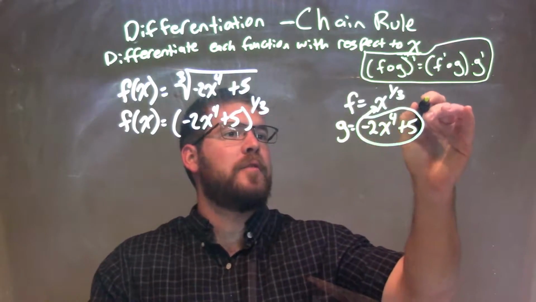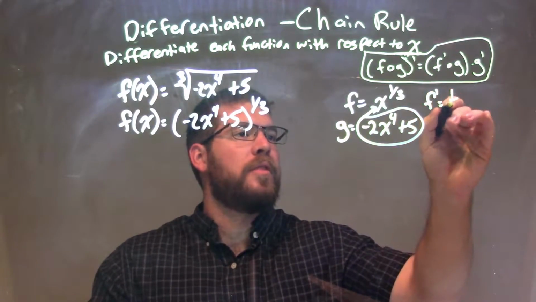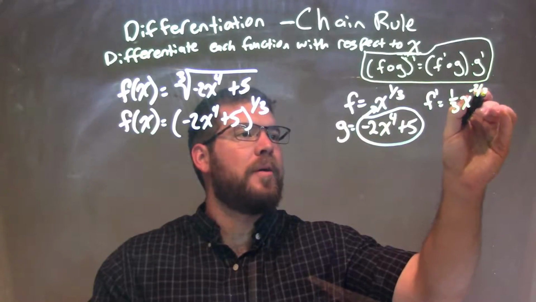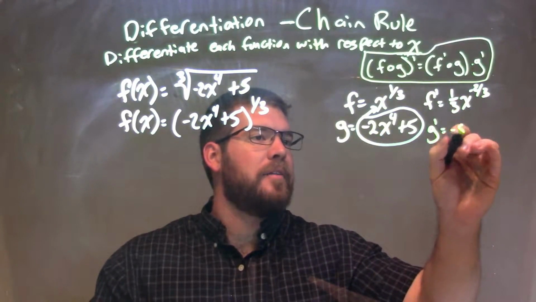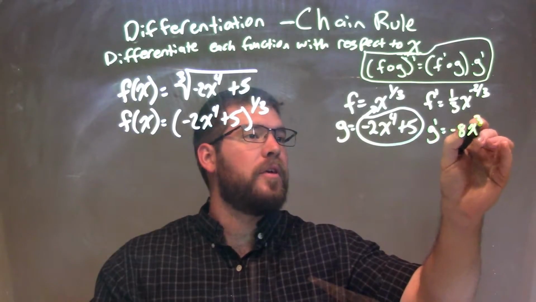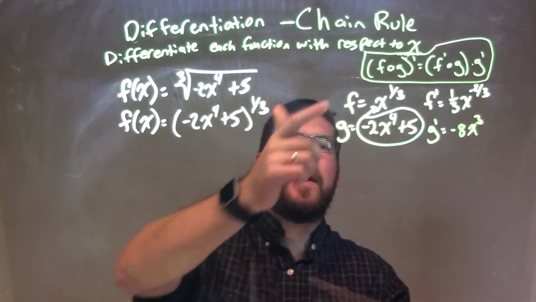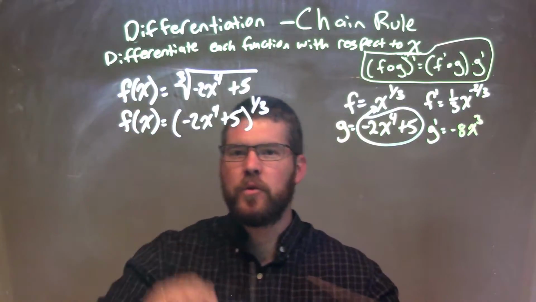So now I have that. Let's go find f prime, which is 1/3 x to the negative 2/3 power, and g prime, the derivative of g, negative 8x to the third. Okay, so now I have f prime and g prime. Let's take the derivative using the chain rule.